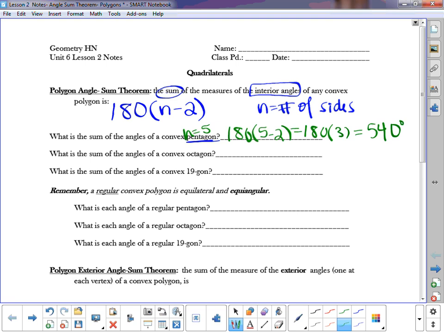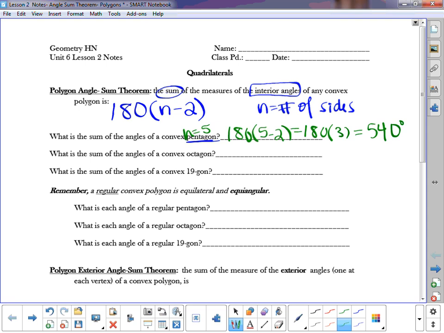So if I were to take any pentagon, as long as it's convex, again, here you'll notice convex starts to drop off because we are assuming it's convex and state otherwise. So if I were to take any pentagon, whether it's regular or not, and add up all the interior angles, they would add up to be 540.